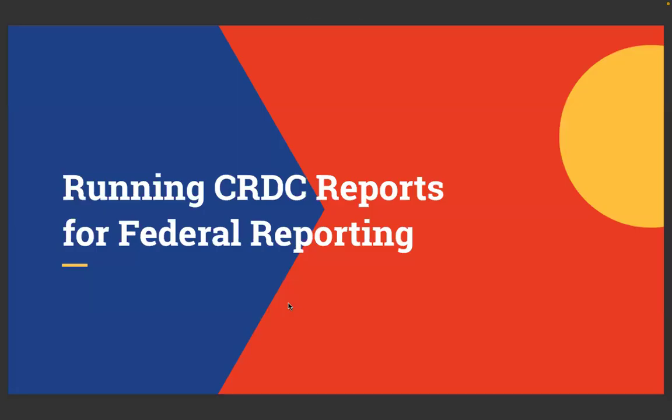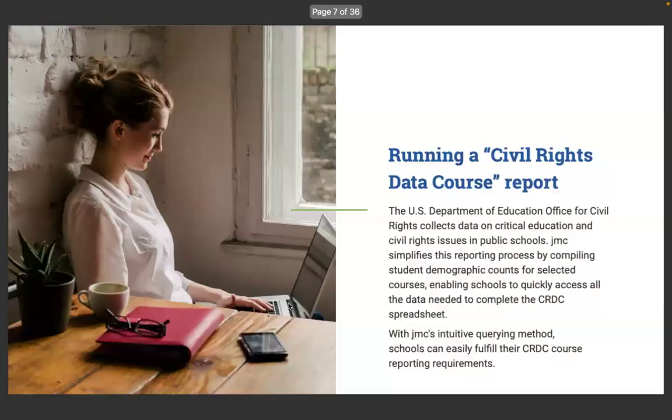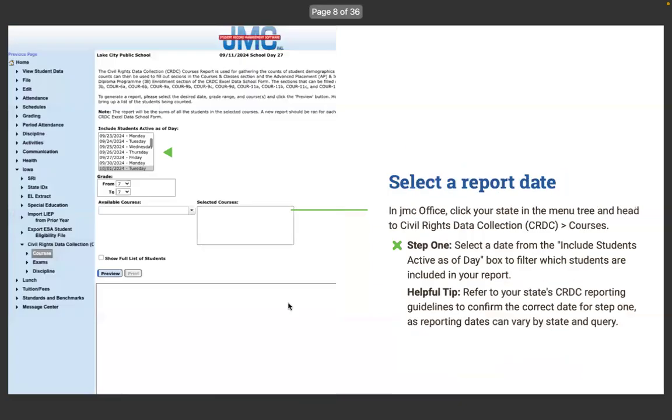So, running CRDC reports for federal reporting. We'll start with compiling CRDC data by course. The U.S. Department of Education Office for Civil Rights collects data on critical education and civil rights issues in public schools. JMC simplifies this reporting process by compiling student demographic counts for selected courses, enabling schools to quickly access all the data needed to complete the CRDC spreadsheet. With JMC's intuitive querying method, schools can easily fulfill their CRDC course reporting requirements.